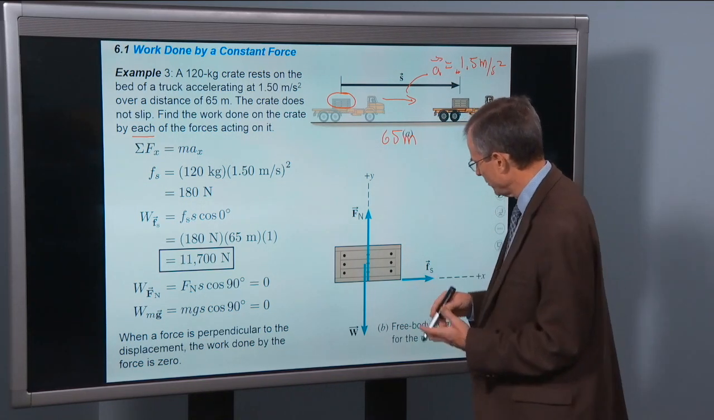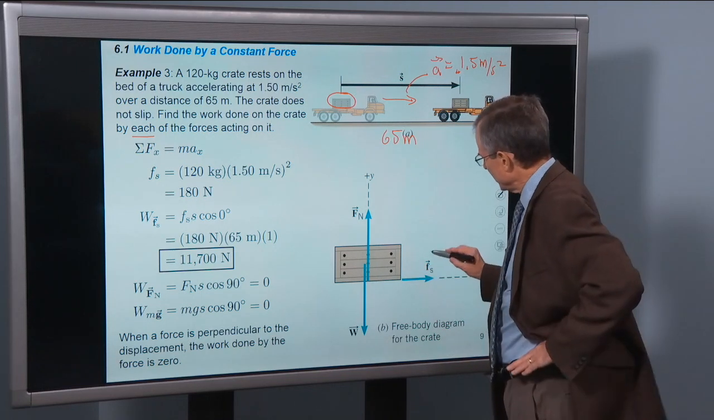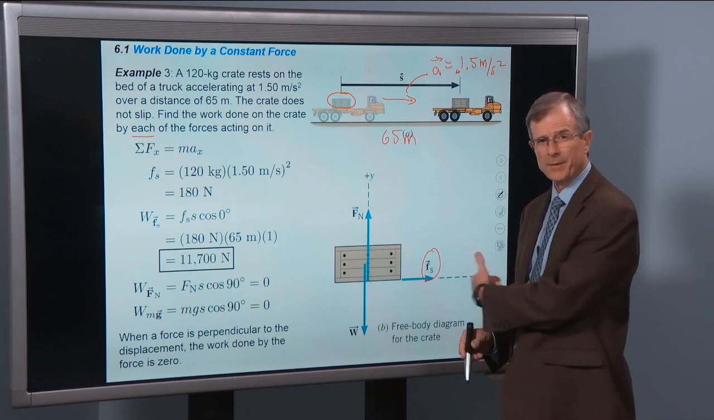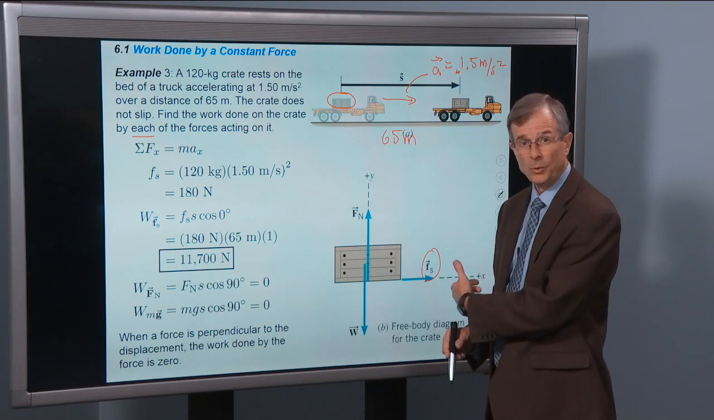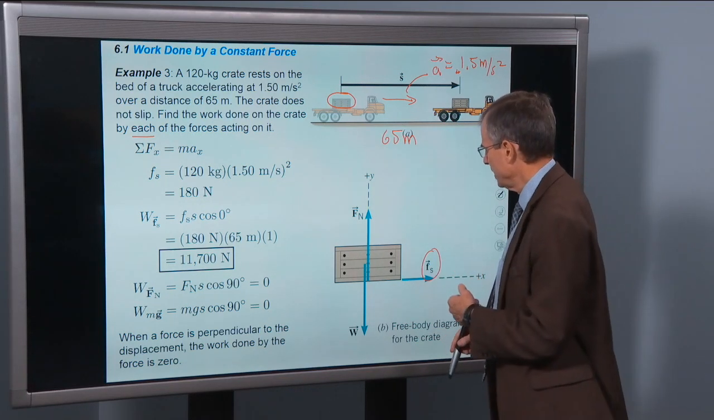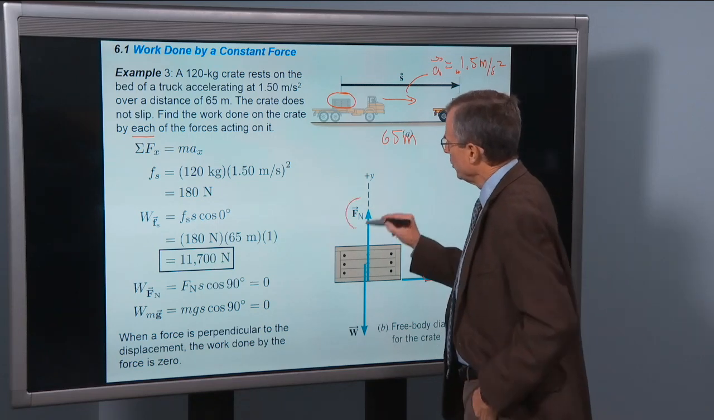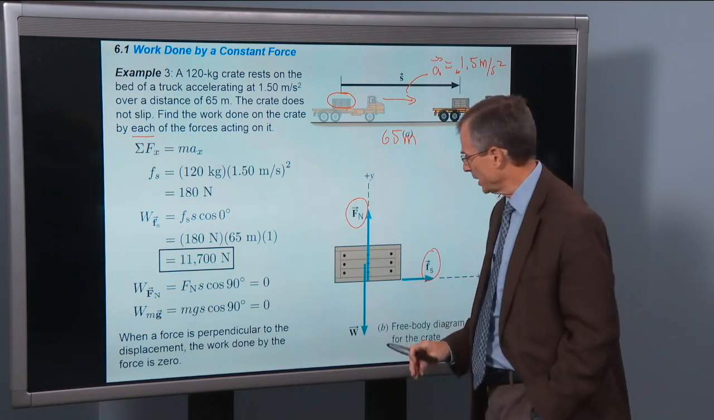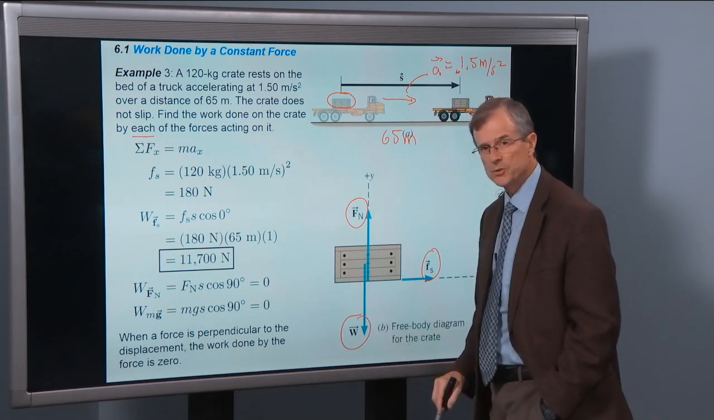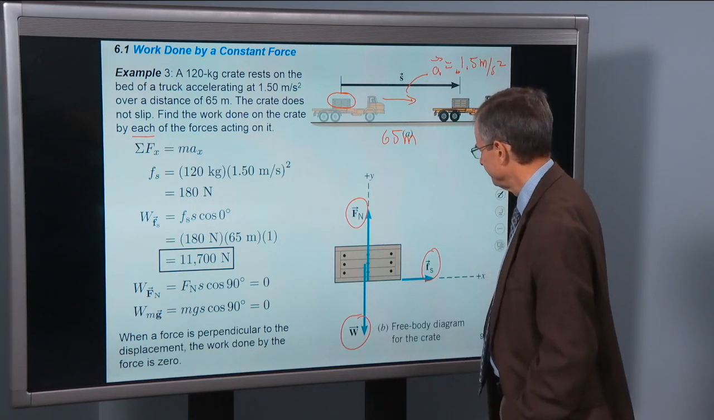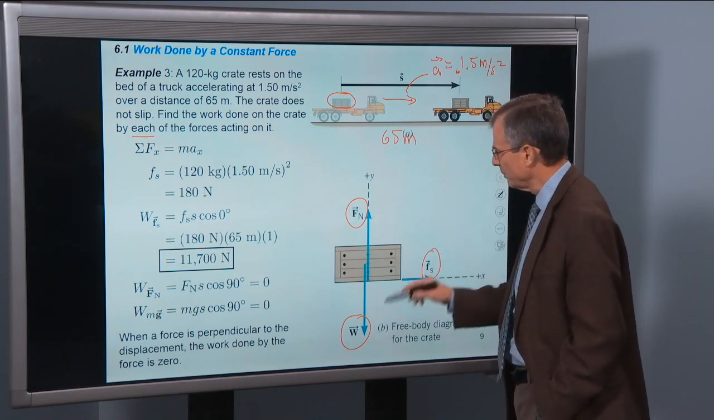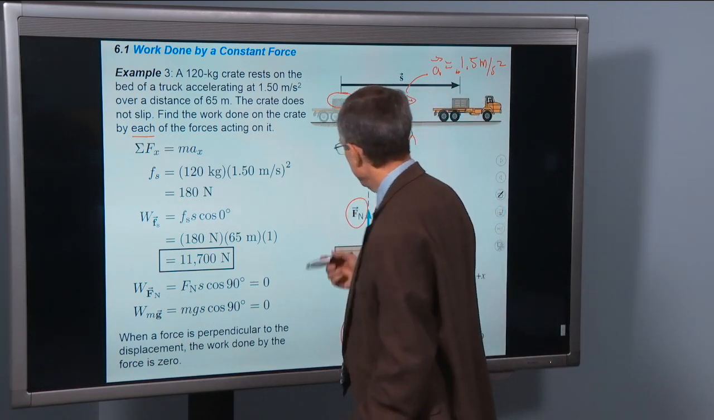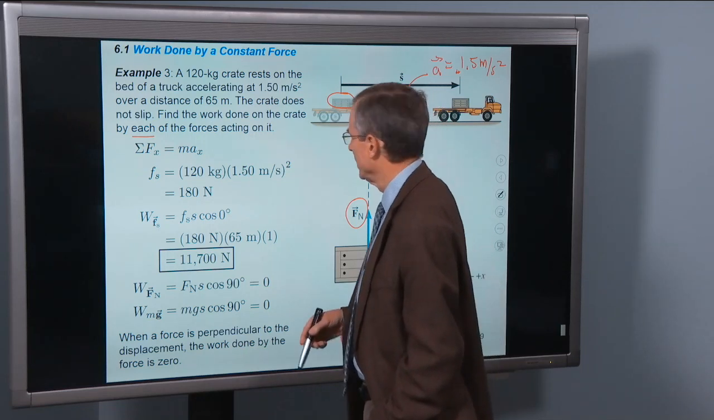So what are the forces? We've got static friction force pushing it to the right, because without that it would never go to the right and stay with the truck. We've got a normal force that's holding the crate and stopping it from falling through the bed of the truck, and we've got the weight, mg, acting down. And we want to find the work done by each of those forces. First of all, let's find out what those forces are.